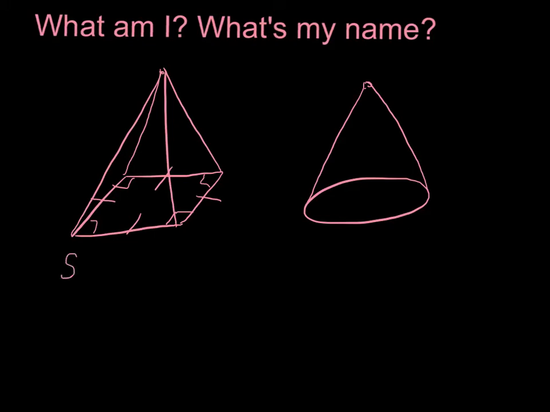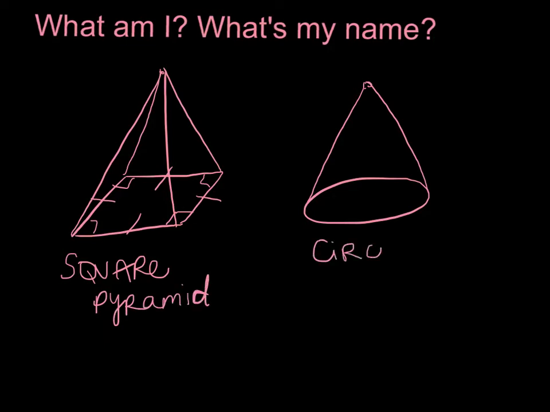This would be called a square pyramid. And this would be a circular pyramid, but it actually goes by another name that it's more known as, otherwise known as a cone, but both are correct.